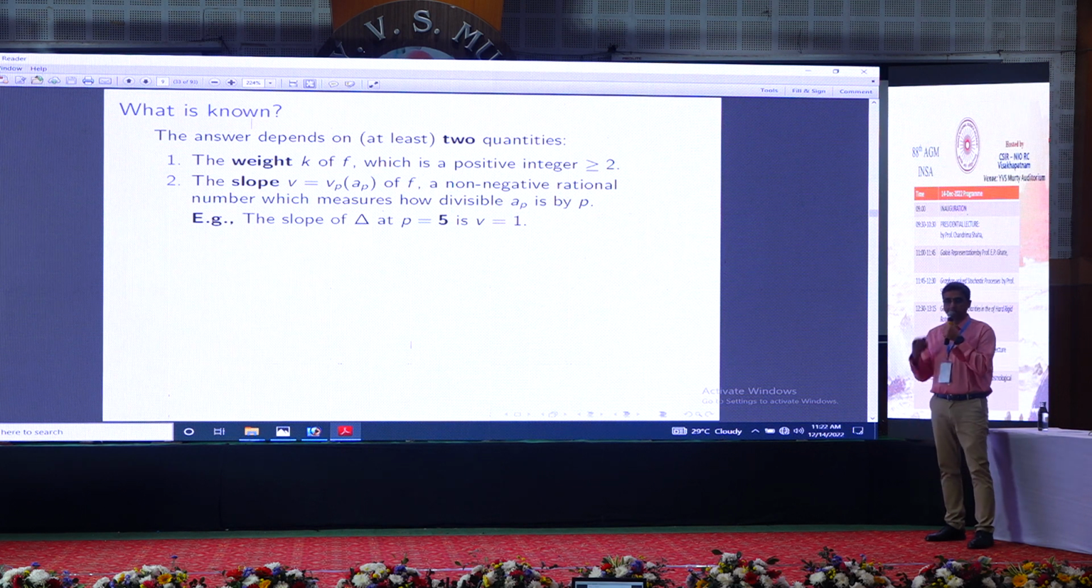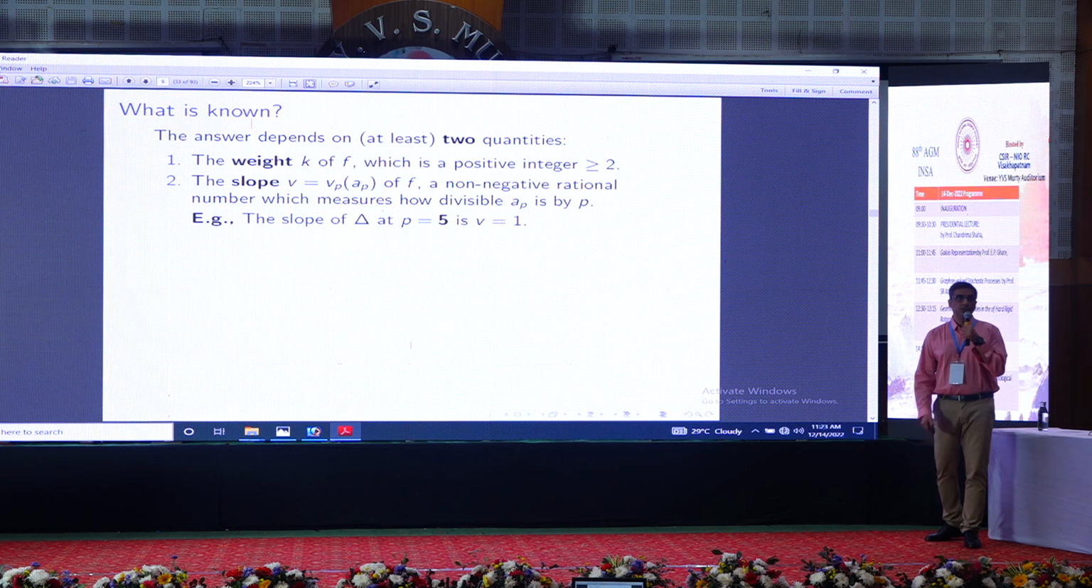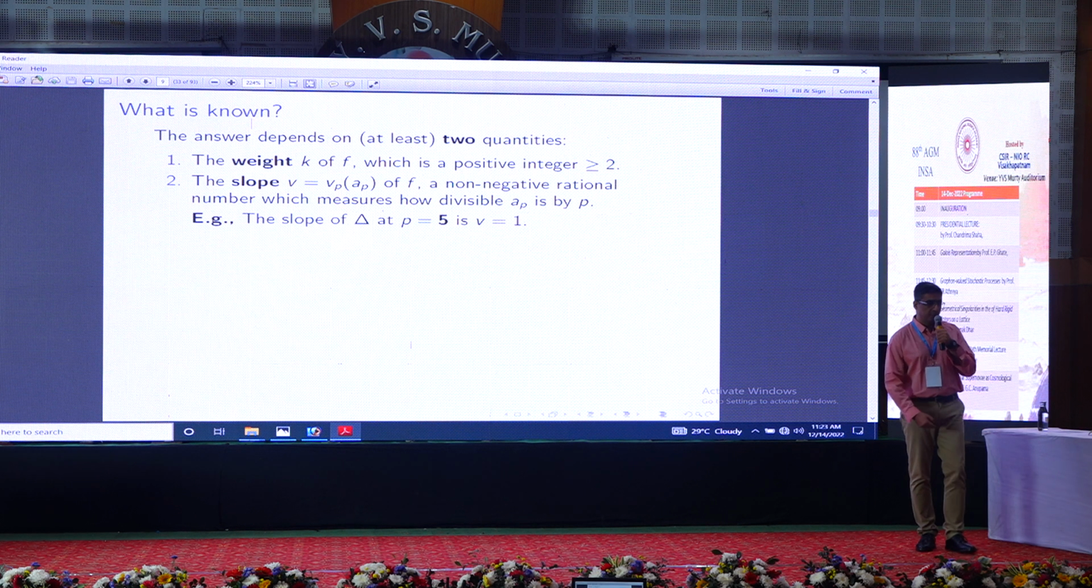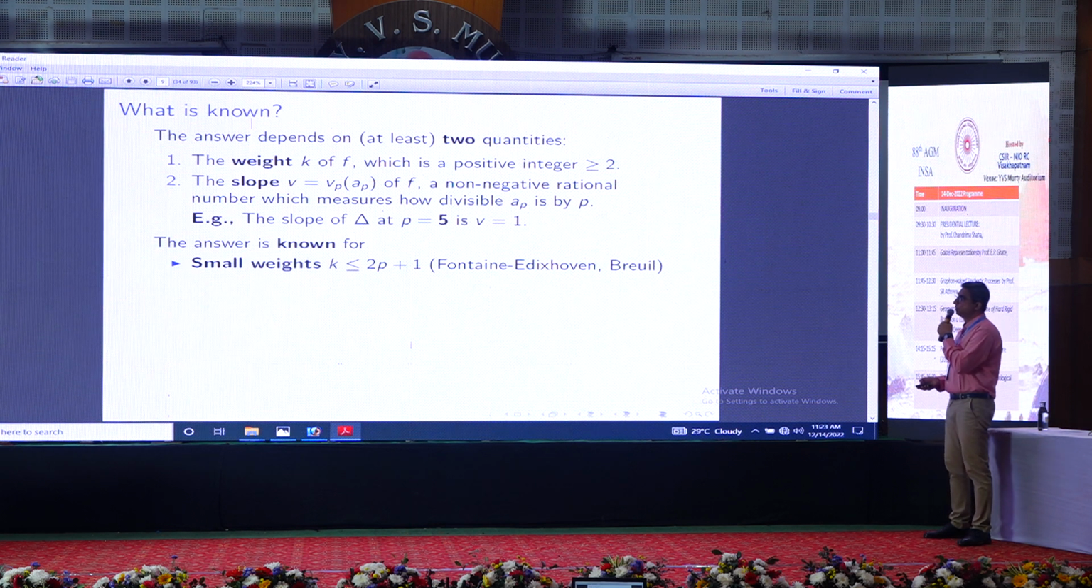Remember, when we had the delta function and P was 5, 5 divided that number exactly once, because 5 didn't divide 966, the other part. So the slope was exactly 1. So somehow the answer seems to depend on the weight of the modular form and the slope. Okay, and in most cases. And here are some known results.